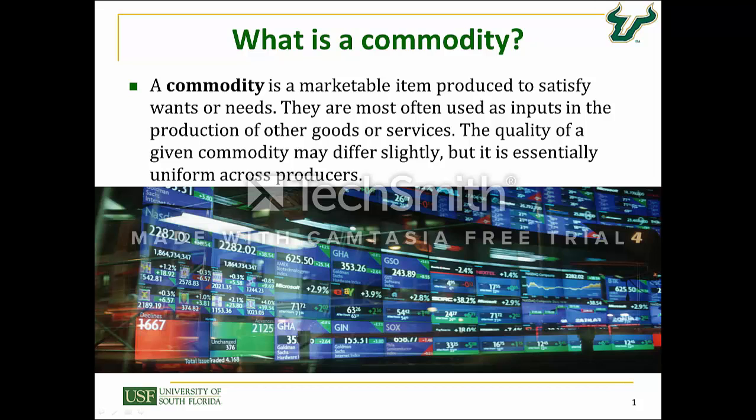A commodity is a marketable item produced to satisfy wants or needs. They are most often used as inputs in the production of other goods or services. The quality of a given commodity may differ slightly, but is essentially uniform across producers. For example, a commodity computer comes with out-of-the-box functionality, can run Windows, Linux, or MS-DOS, is compatible with common peripherals, has low performance, low cost, widely available software, and is a standard issue PC that is widely available for purchase.